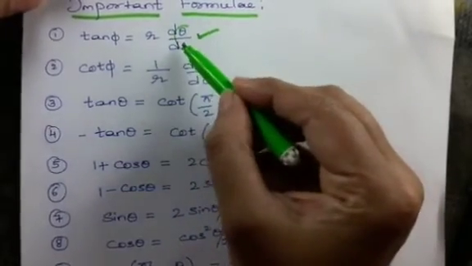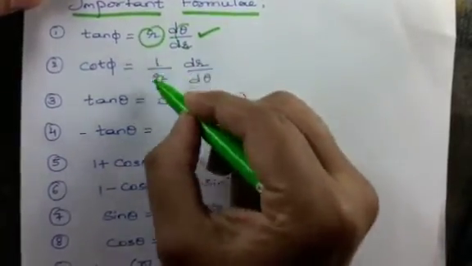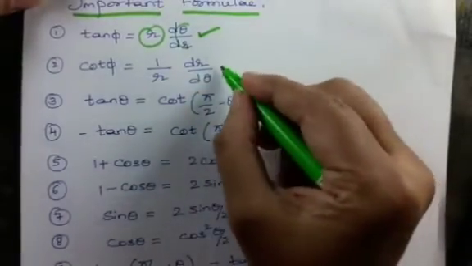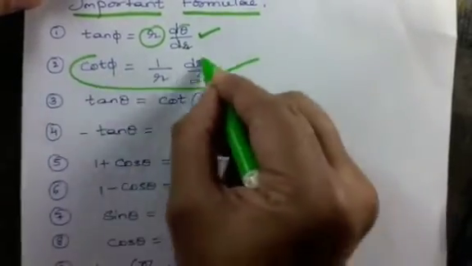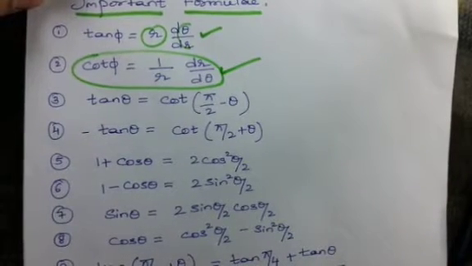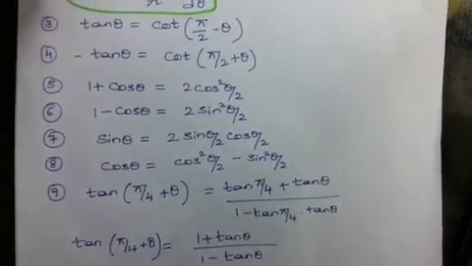So d theta by dr becomes dr by d theta and r will be 1 by r. So cot phi is equal to 1 by r dr by d theta. This relation or this formula is used in finding the angle between the radius vector and tangent to the curve. A few more formulae I will give you.